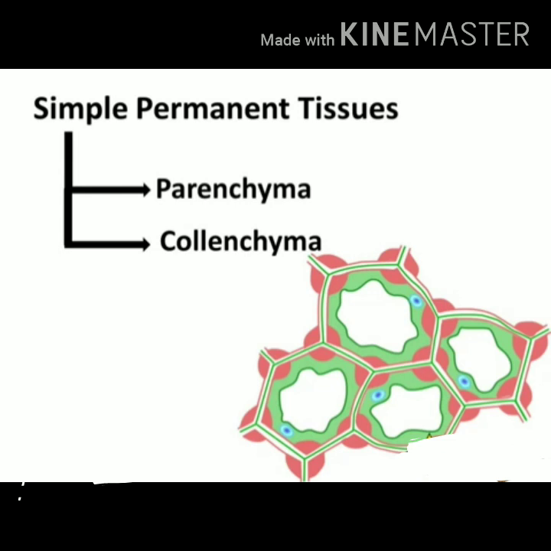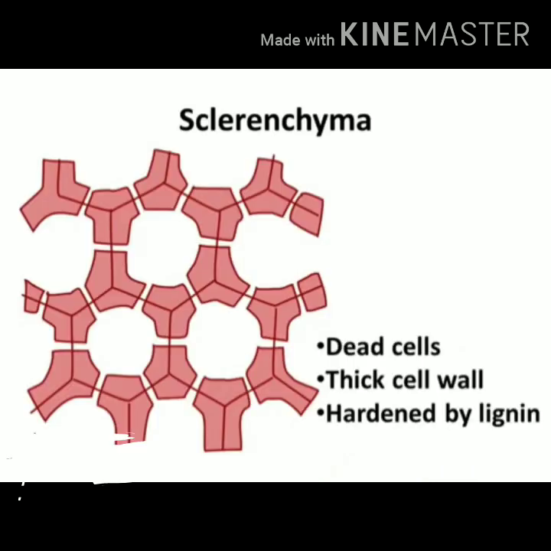The third type of simple permanent tissue is sclerenchyma. It is the tissue which makes the plant hard and stiff. You must have seen the husk of the coconut. It's very hard. It is made up of sclerenchyma tissue only. The cells are long and narrow as the walls are thickened due to a substance called lignin. This chemical lignin acts like a cement and hardens the cells.